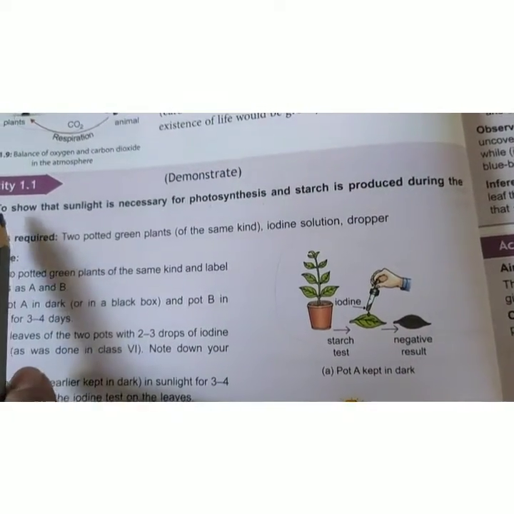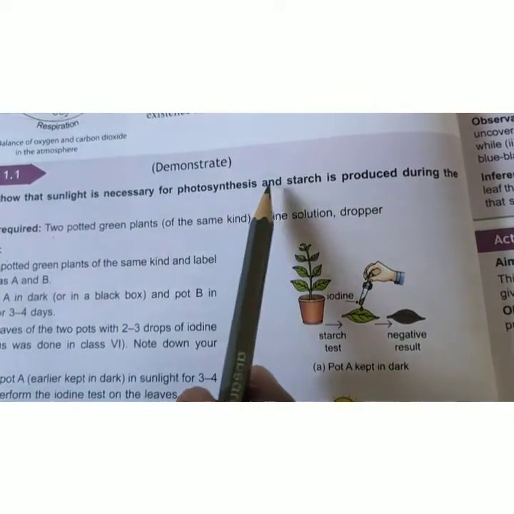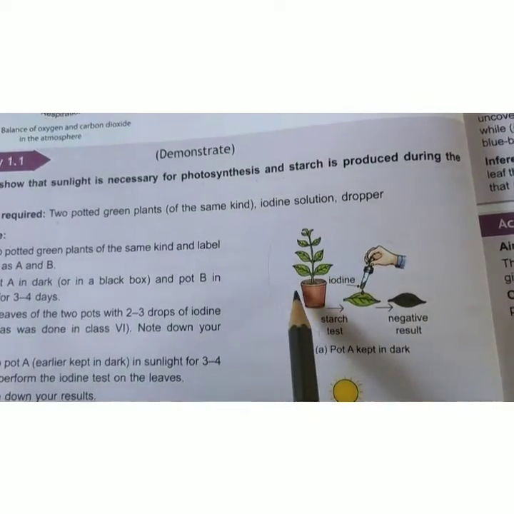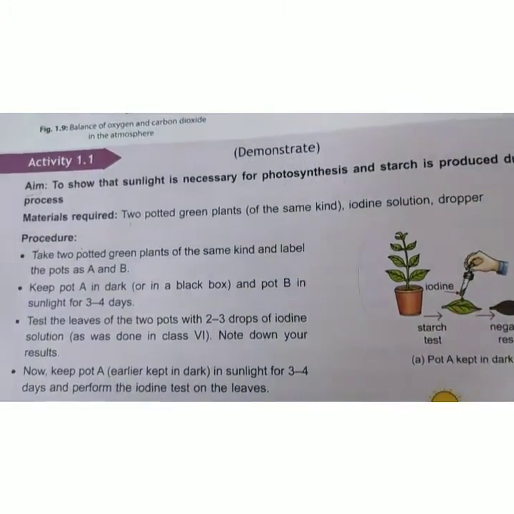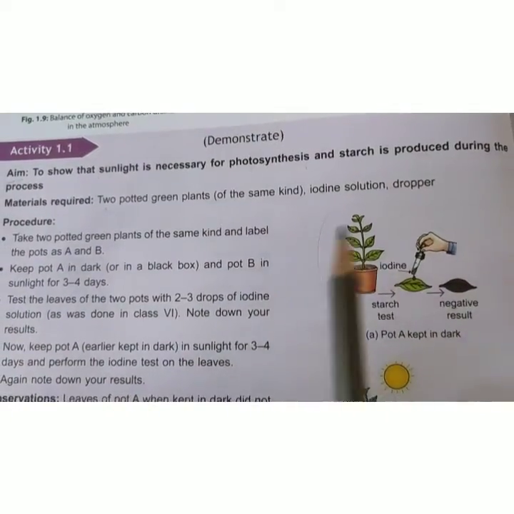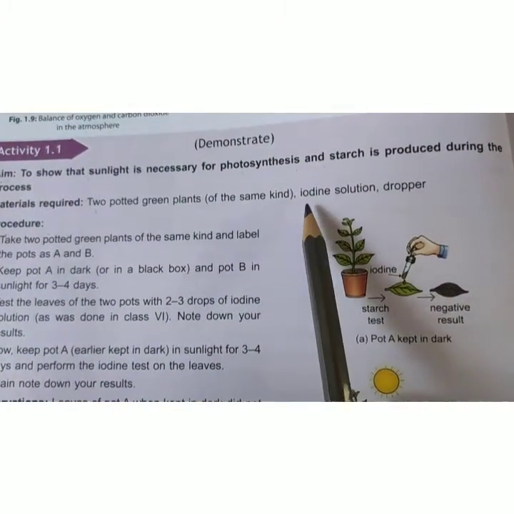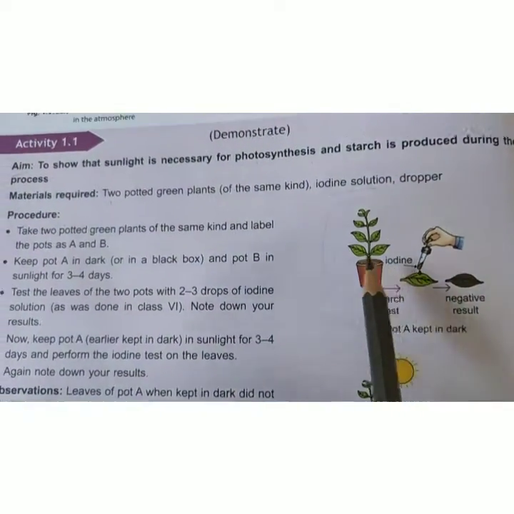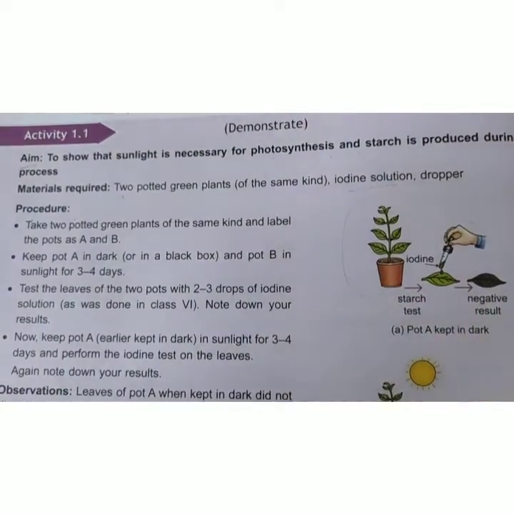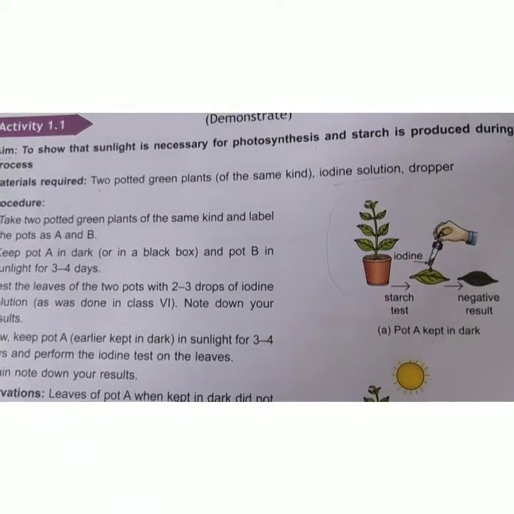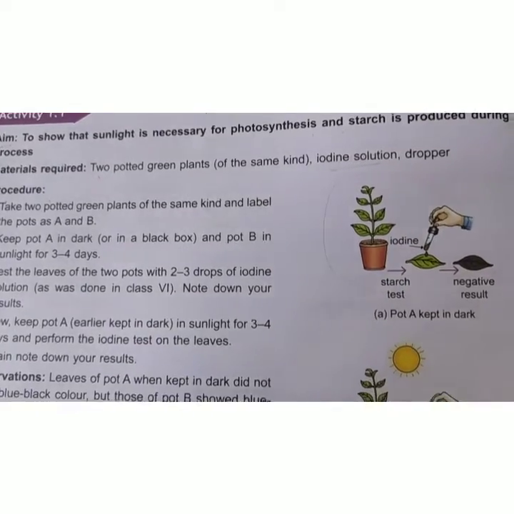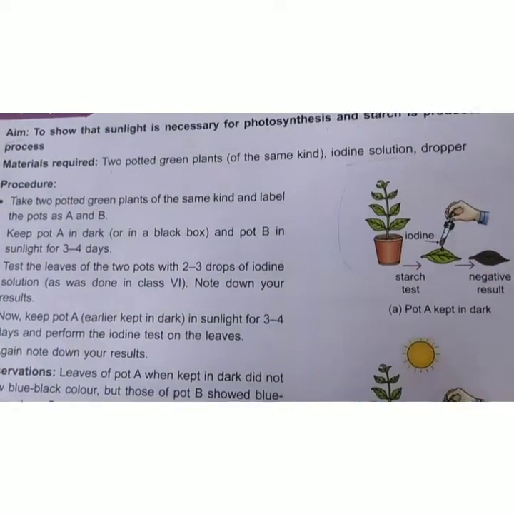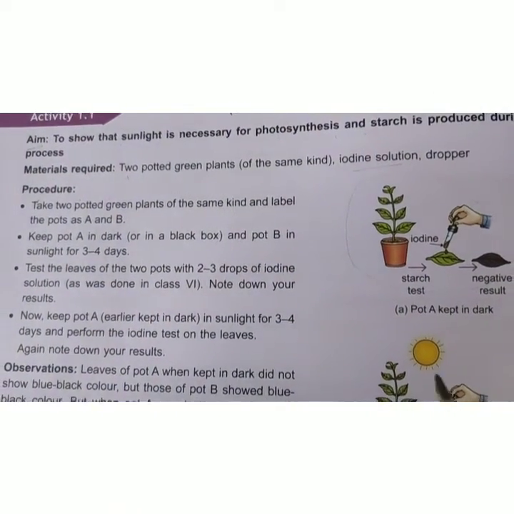So now for this one, to show that sunlight is necessary for photosynthesis and starch is produced during the process, what we need is 2 potted green plants. They must be of the same kind. Also an iodine solution and a dropper. Now, take the 2 plants, keep one plant in sunlight and another plant in a dark area, or cover it with a black box or some box, so that the main aim is that the plant doesn't get sunlight. Keep those for 3 to 4 days.